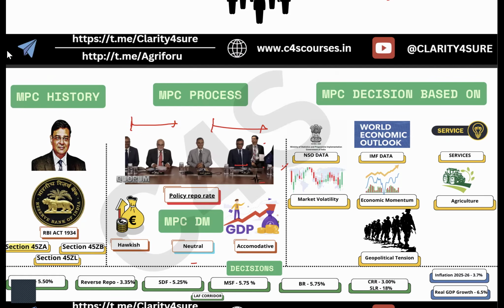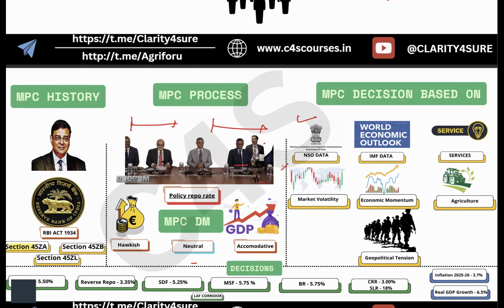And this information, this statistics comes from certain secondary sources like the NSO data from the MOSPI, the data from the World Economic Outlook of your IMF. The data comes from the services data of the MOSPI, agriculture data of the Agriculture Ministry. It also comes from different institutions related to market volatility and economic momentum. Now, when the six persons started the meeting on the 5th and 6th of June, they had data and statistics from these.